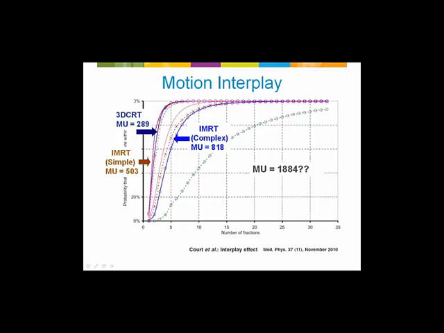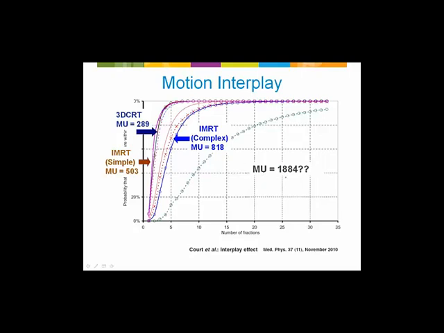Now, arcs also were studied in this paper, and they are certainly not immune to this effect either. If anything, they're more affected. If we look at a single arc with just a simple plan, it falls in the range that's similar to the complex IMRT plan. And then as I drive up the complexity of the arc plan, this gets even worse. For this example that they had in their study, we actually never reached good agreement between the measured dose and the calculated dose over the course of the entire 33 fraction treatment. Okay, so interplay significant for this patient.